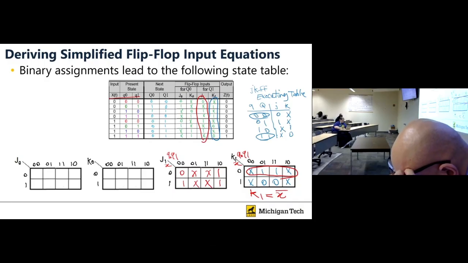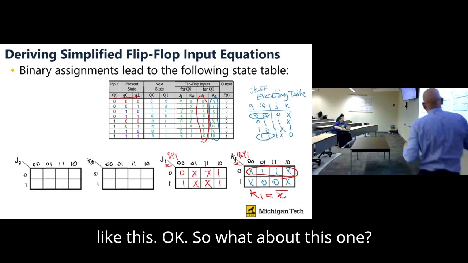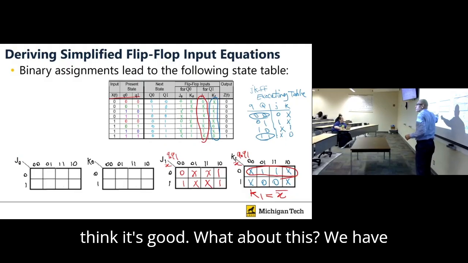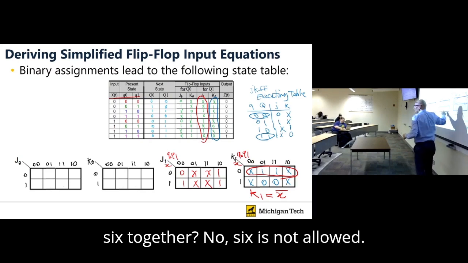Oh, this one is good. Change the color to another color like this. Okay, so what about this one? Can I do all of these together? Yeah, all of this. I think it's good. What about this? We have 1 extra 1 here. Can I make this 6 together?